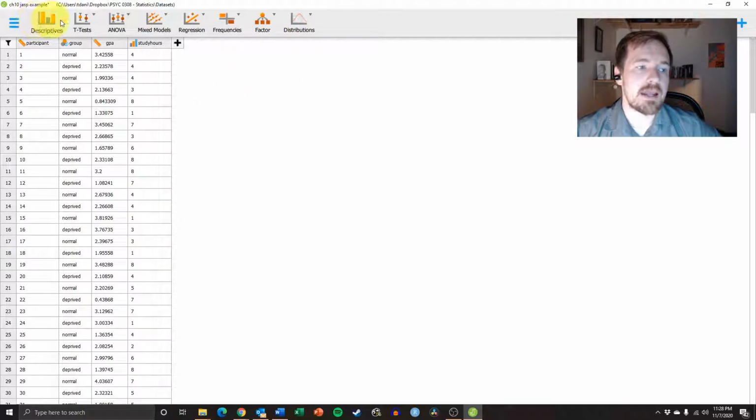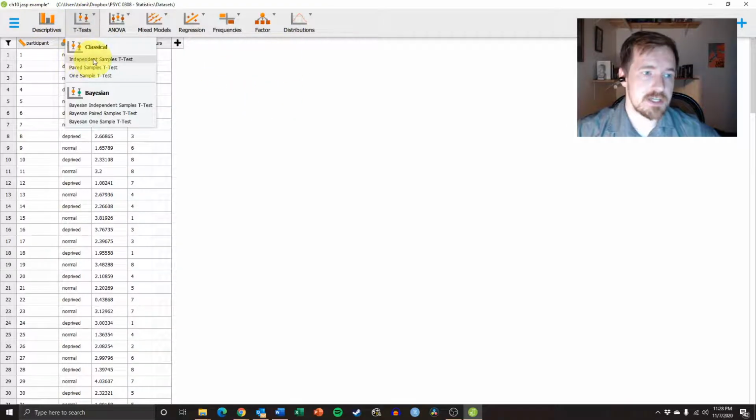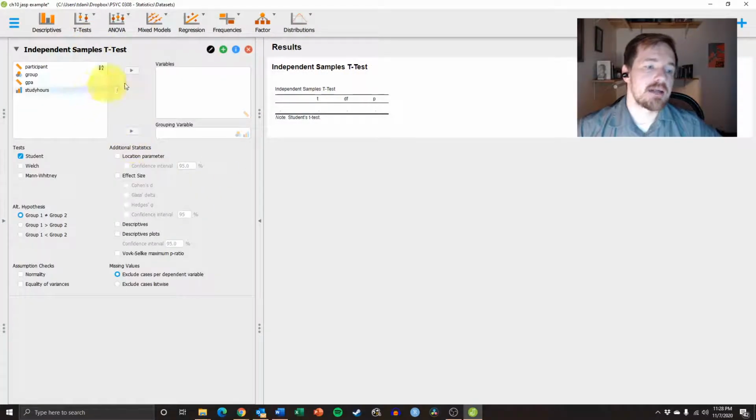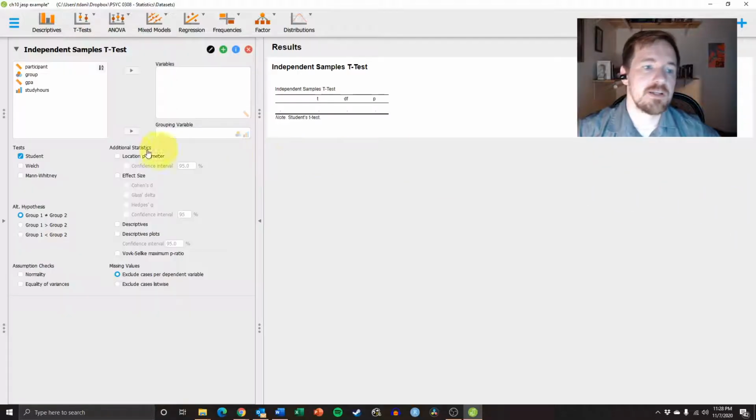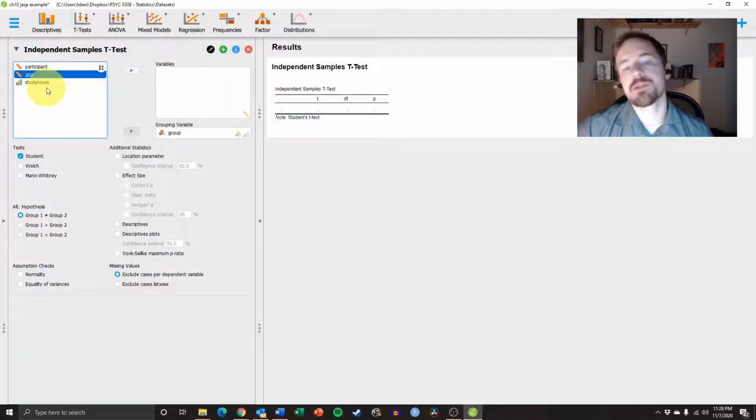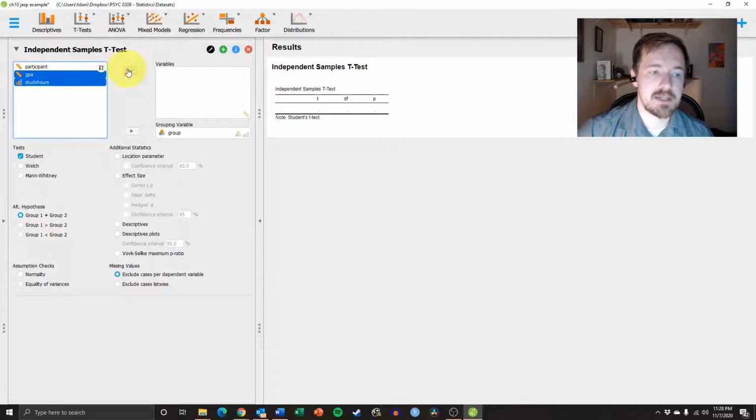So the way we're going to analyze this, we're going to go to t-test. When you go to t-test, you're going to go to independent samples, and this interface should look very familiar to you. But the difference here, and this is where things get a little bit tricky, is the group variable. You need the grouping variable. I have that marked very easily as group, but basically you're looking for a variable that is going to specifically tell you what group your data belong to. So I'm adding group right in there, and then I'm going to compare that across GPA and study hours.